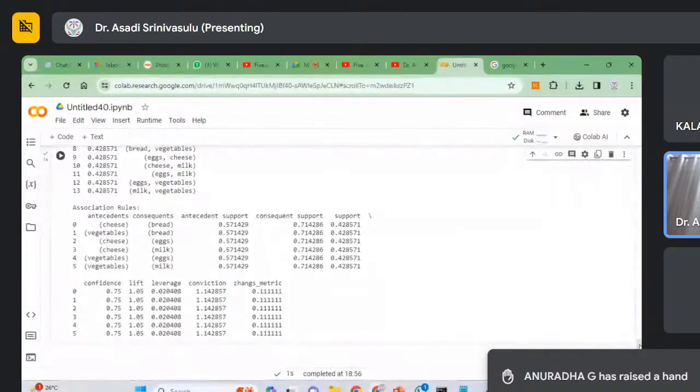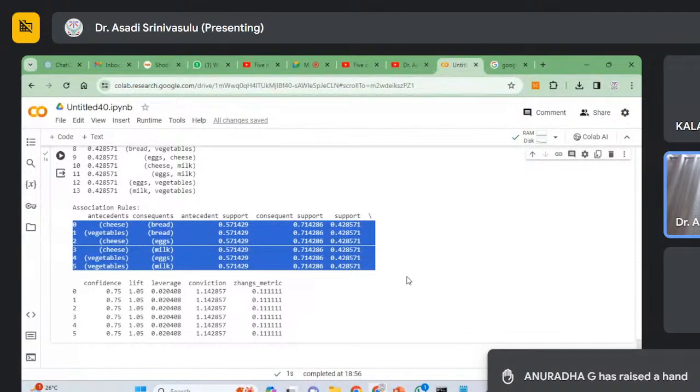Can you see the association rule mining? What is the first combination we got? Highest accuracy. Can anyone please see here? Bread and cheese is the best combination. Then the association rules we got. The best five rules I have generated. My screen is visible, my dear friends.